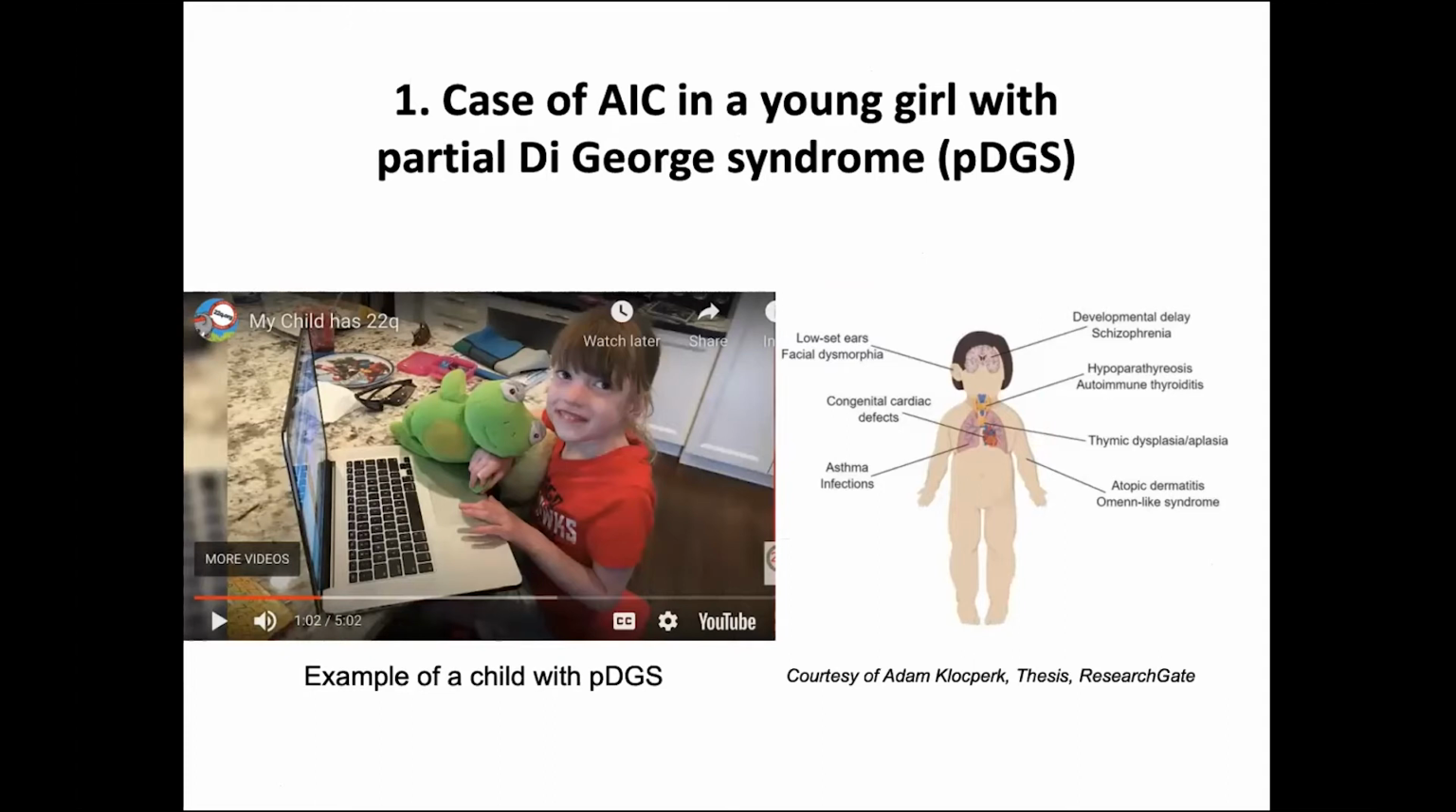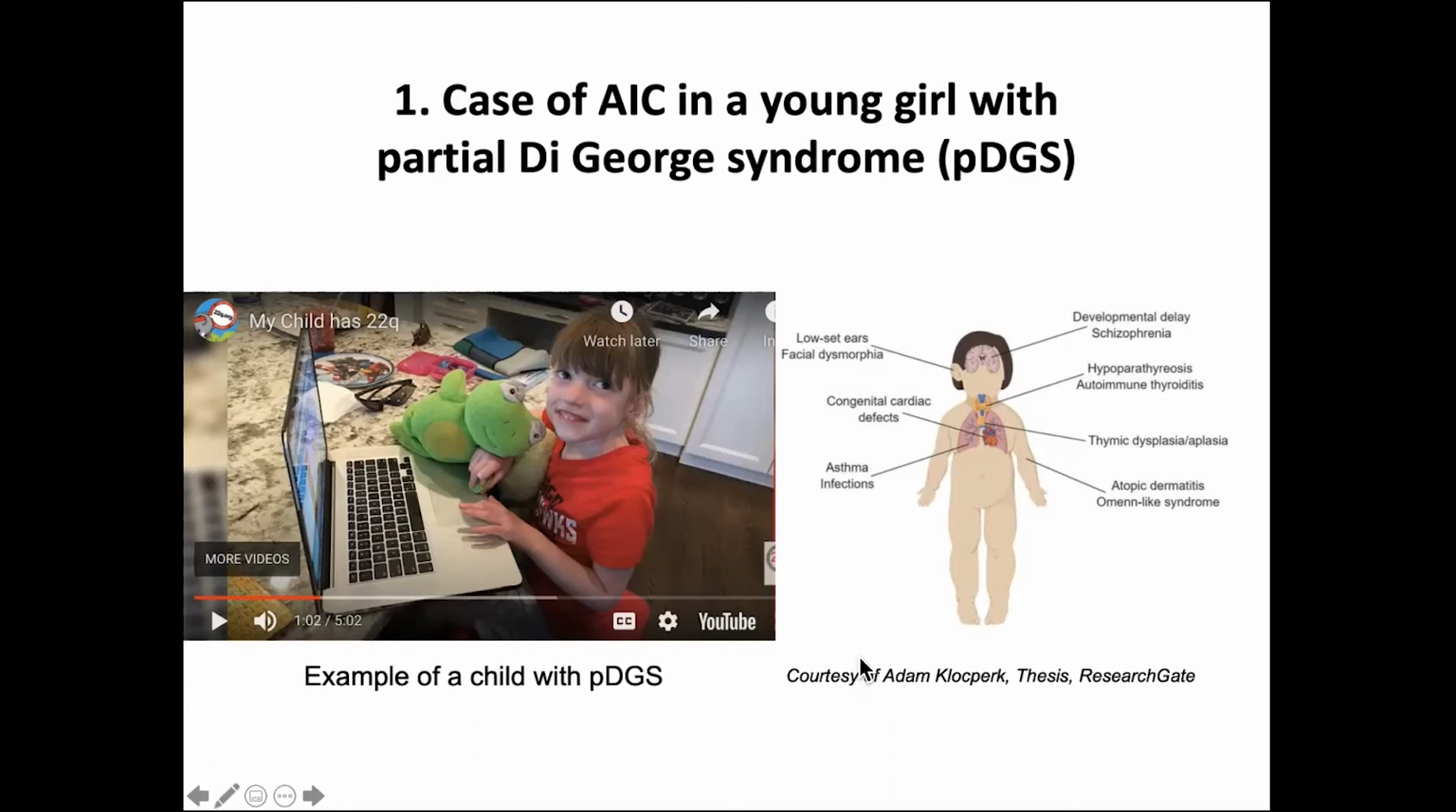This first child I'm going to introduce you is a young girl who had partial DiGeorge syndrome. The image here on the left is actually not our patient. I found it on the internet. And I thought that this was a nice example of a child with partial DiGeorge syndrome.